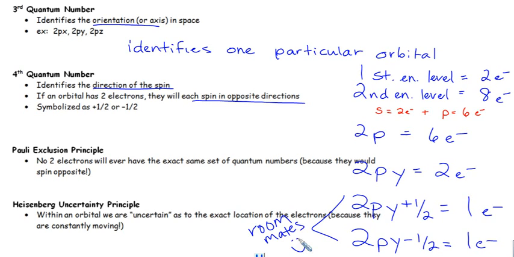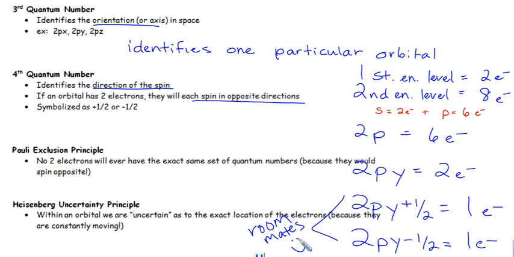Kind of like an address. You would never have 2 buildings or 2 houses with the exact same address. That makes no sense. Now they can have the same city, the same state, the same street, but the house number would be different. Kind of the same with quantum numbers.